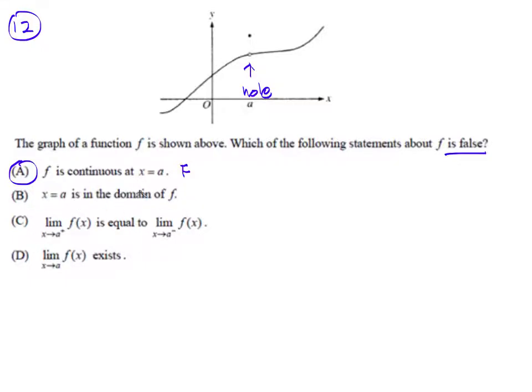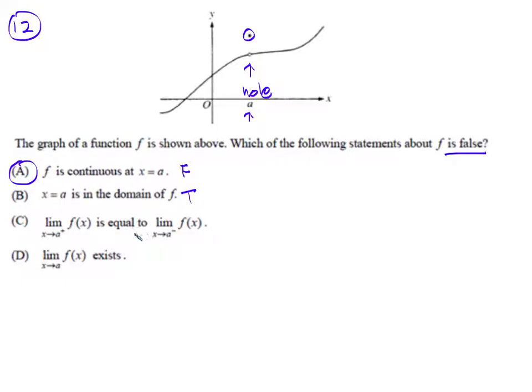So x equals A is in the domain. Look, that means I can put A in and get a height. When I put A into my function, I get a height. It just happens to not be where I thought it might. It's jumped up here. There's a giant hole, and it still is in the domain, but it isn't where we thought it was. So this is actually true.